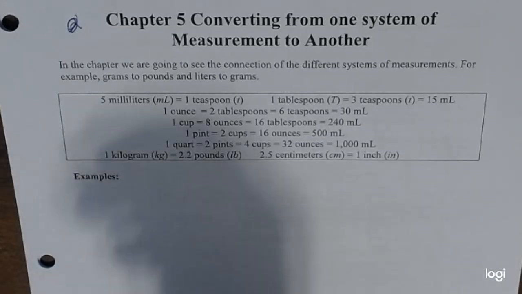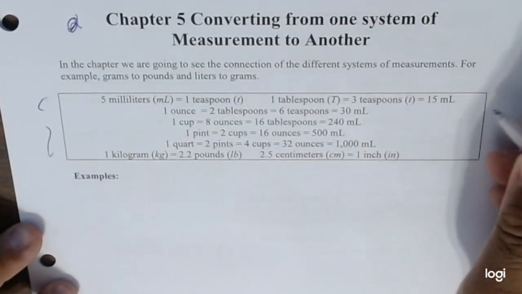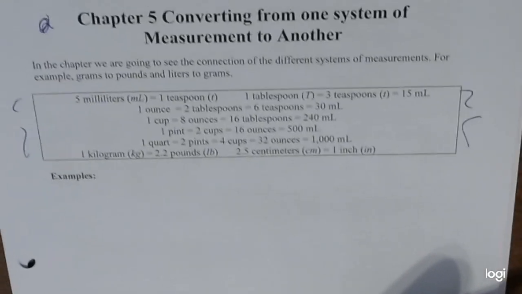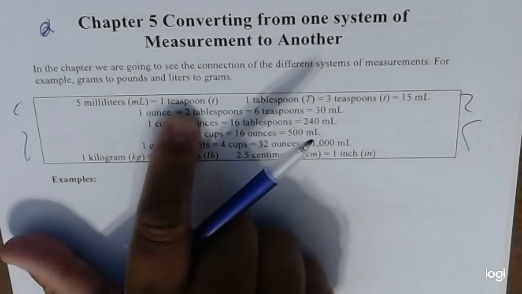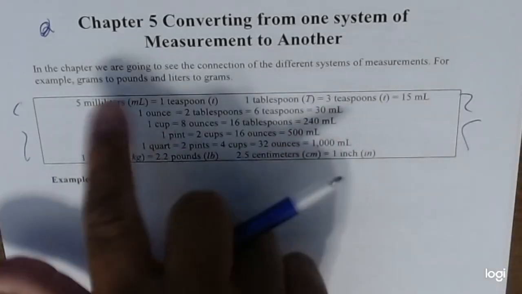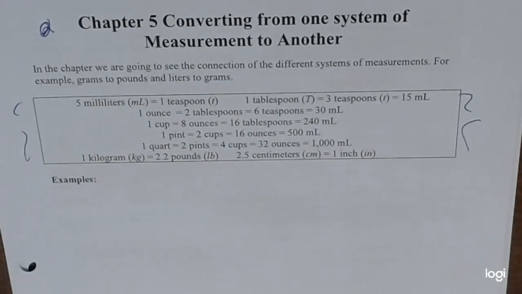And just like all the other chapters, I give you guys one of the major conversions we're going to be dealing with, going from one to the other. Notice a lot of these have multiple ones to deal with. For instance, you can go from 5 milliliters to 1 teaspoon. You can go from 3 teaspoons to 15 milliliters. It's the same thing, just different proportions.